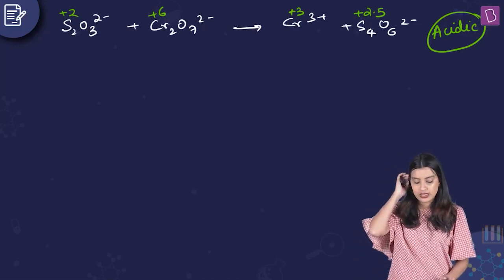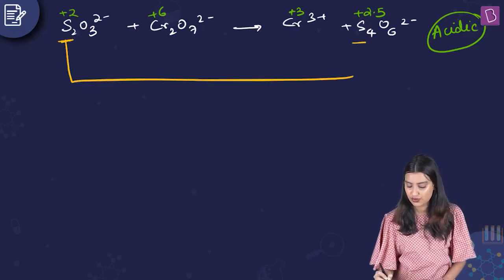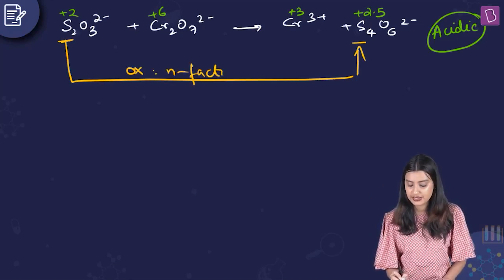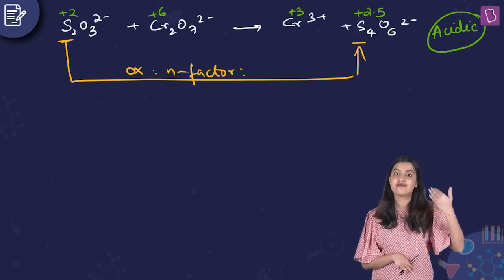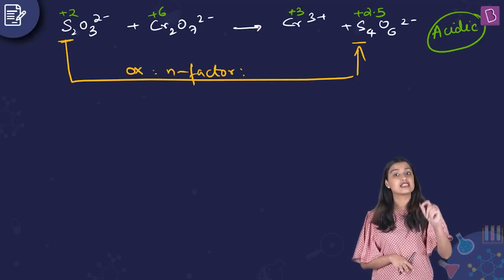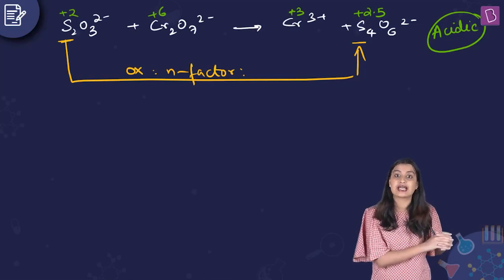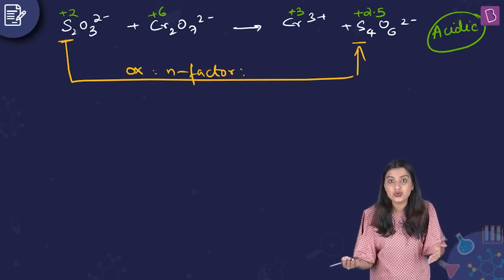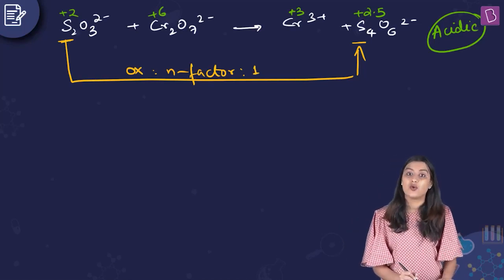So now, let's see. Sulfur went from +2 to +2.5. That is nothing but oxidation. What is going to be the N factor? First of all, check the change in oxidation state. It is 2.5 minus 2, so the change in oxidation state is 0.5. How many such sulfur atoms do you have on the reactant side? You have 2 such sulfur atoms. So 0.5 into 2, you will get 1. Okay, the N factor for this change is 1.